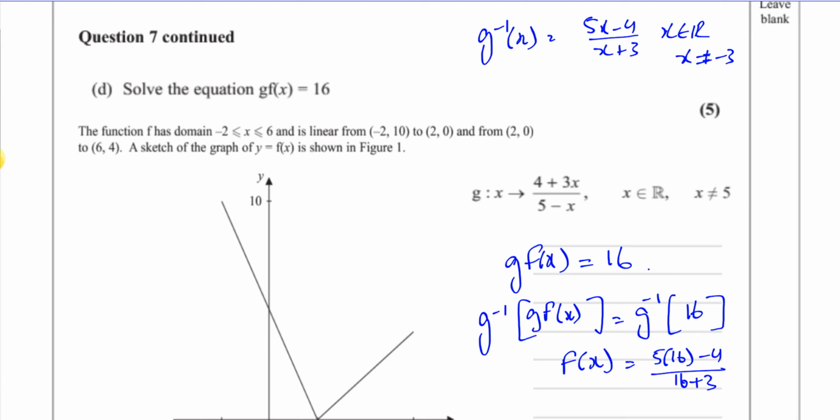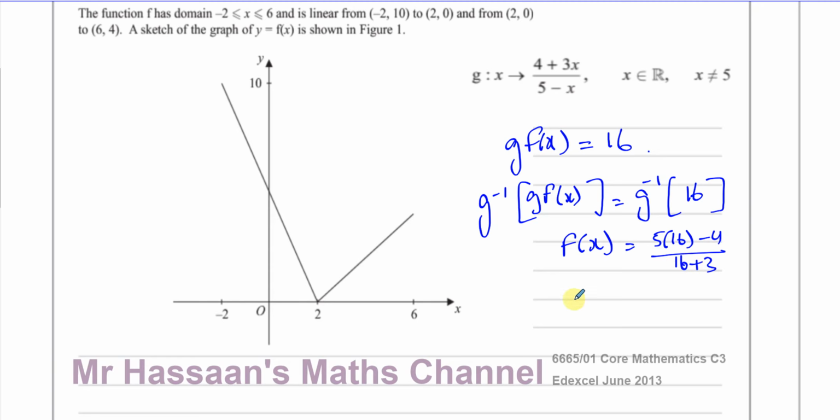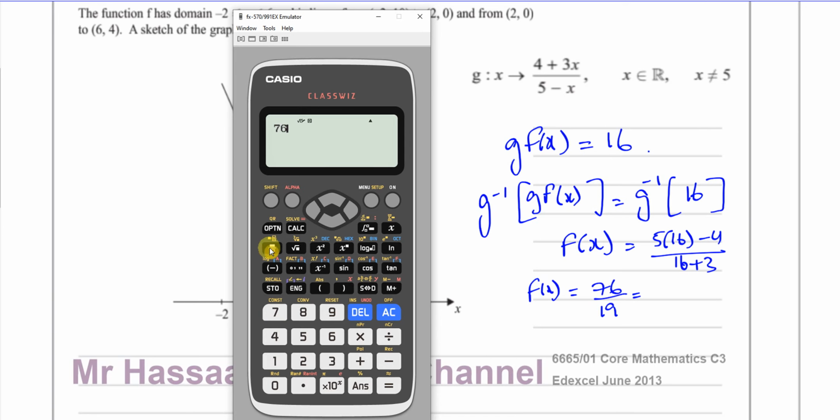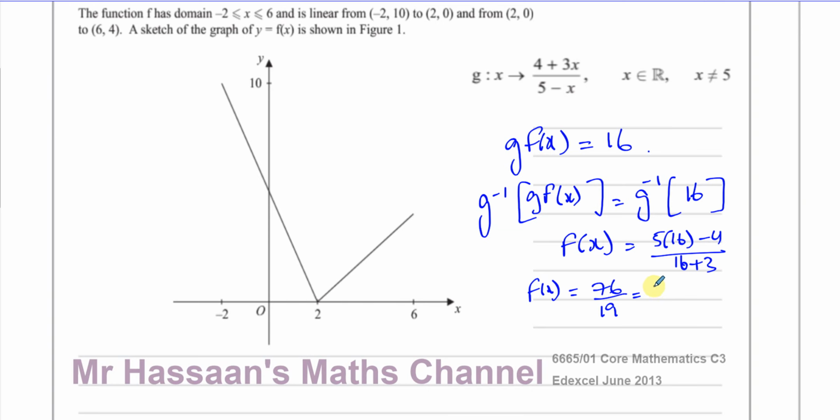Okay, and that will give you f of x is equal to, that's going to be 80. That's 50 plus 30, 80 minus 76 over, and 16 plus 3 is 19. Okay, so 76 over 19 is going to give us, let's get the calculator. So we've got 76 over 19, which gives us 4. Okay, so we can see that f of x is equal to 4.